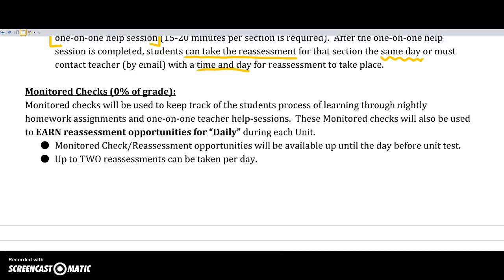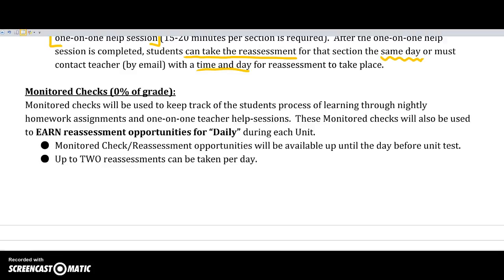This next video is going to talk through some monitored checks. So how is homework going to be done in Grading for Learning? How do those help sessions work? And some of the curriculum things, absent policies that we will also follow as well.